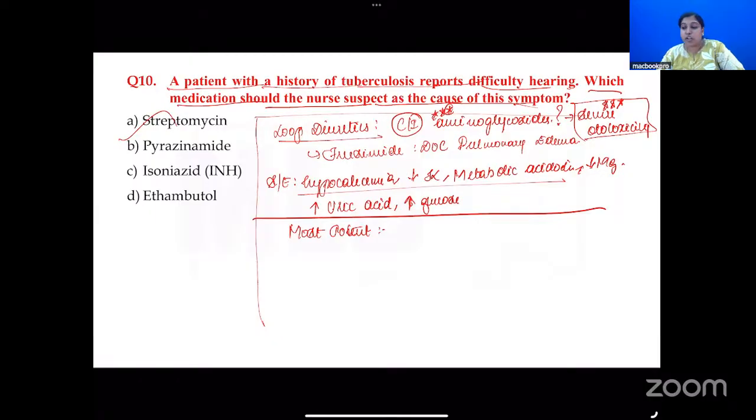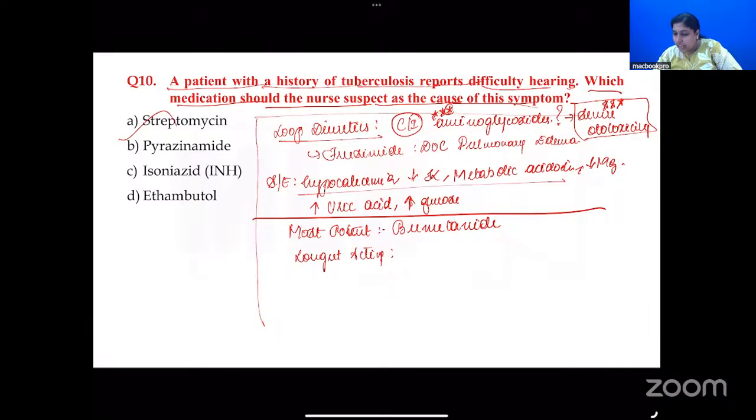The most potent loop diuretic is your bumetanide, right? Your bumetanide is your most potent loop diuretic, right? And which is the longest acting loop diuretic? Longest acting. Now answer me.